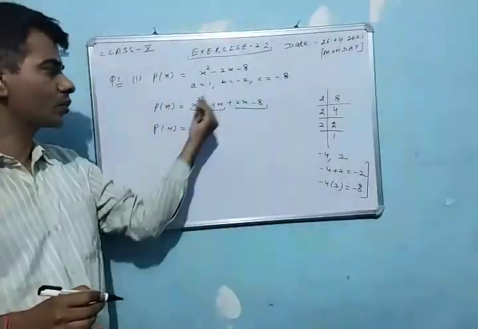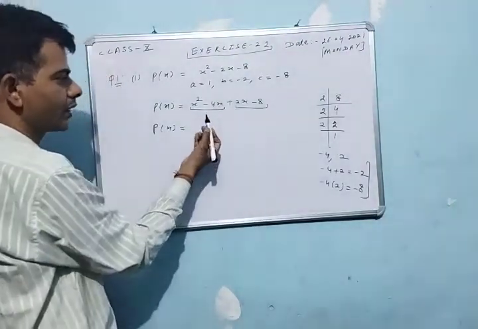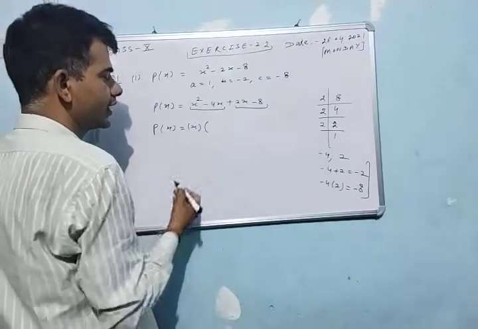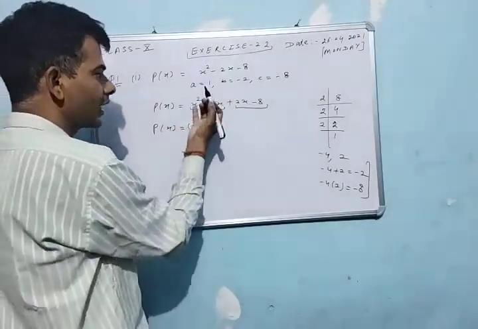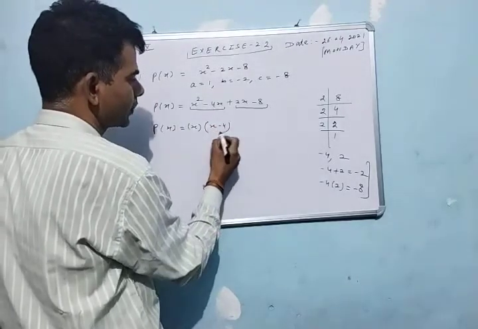What is common in first two terms? X is common in the first two terms. Now if x is common, what is left behind? That is x, and minus 4 is left behind.